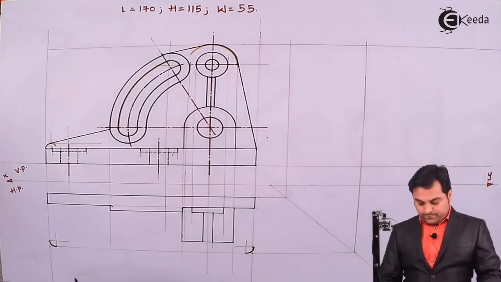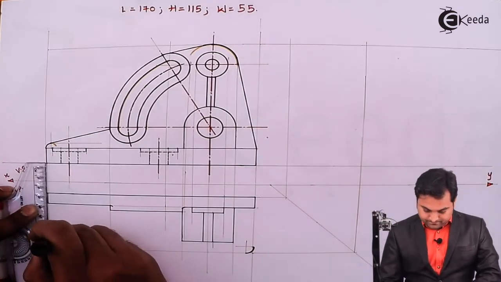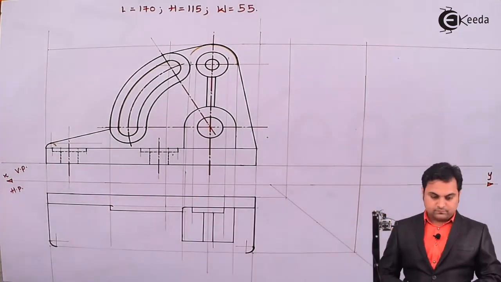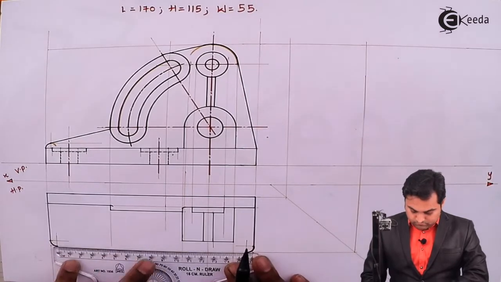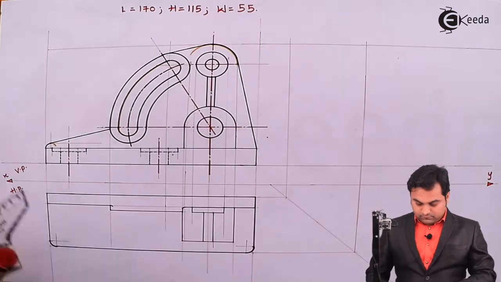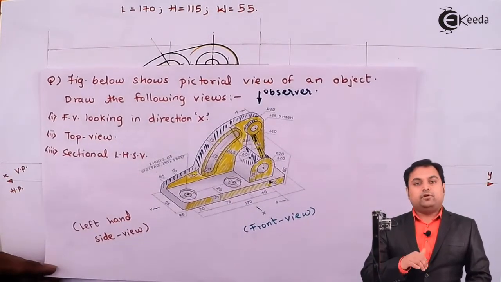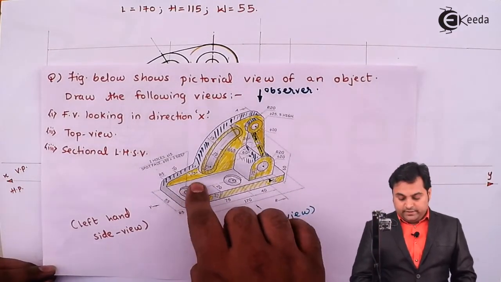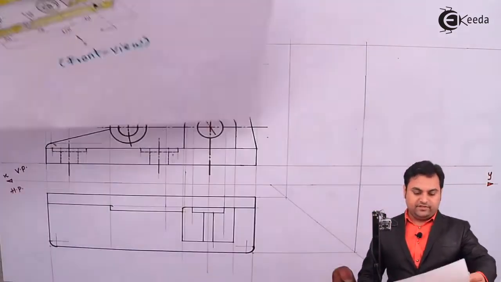Joining these two arcs, so this is the base plate. Then, as well as looking from top, these two spot faces are seen. They would be seen as a circle. External circle having diameter 30, internal circle having diameter 15.